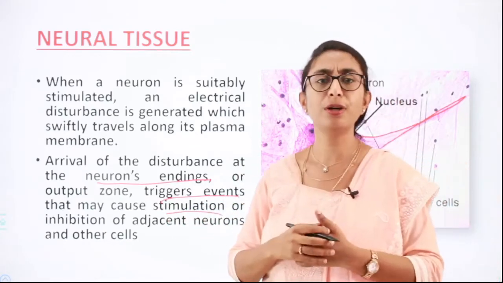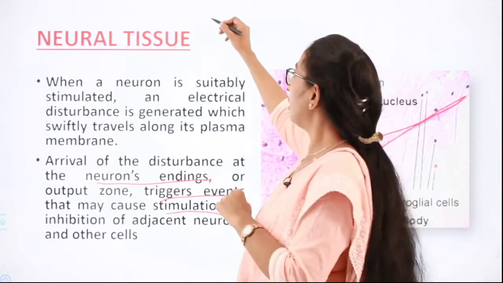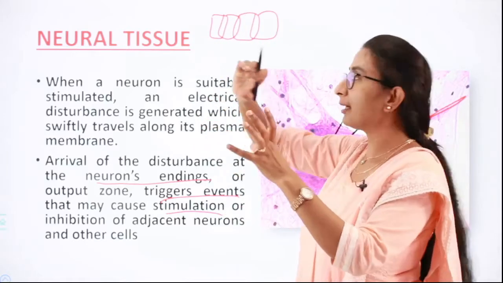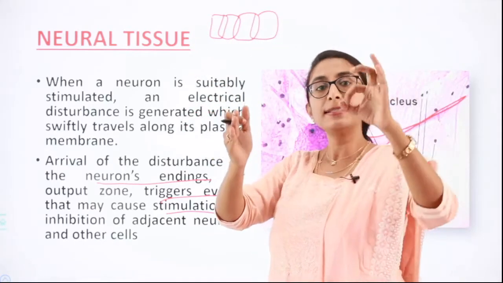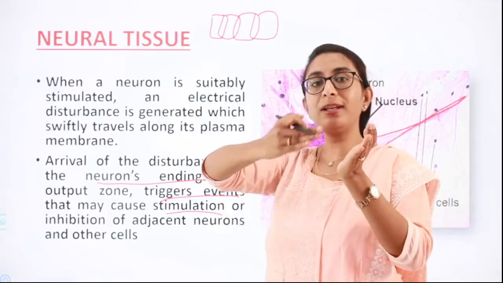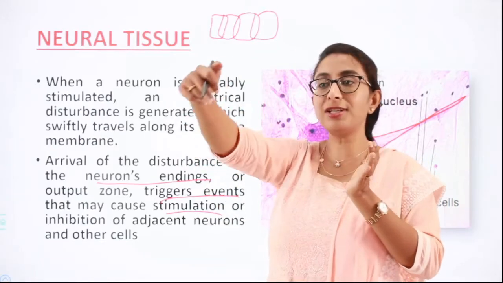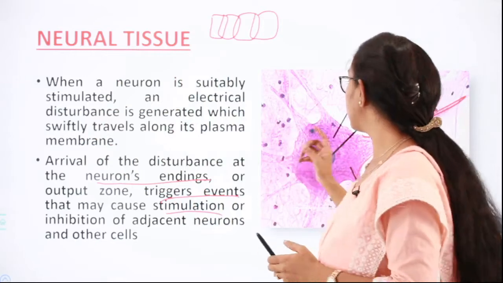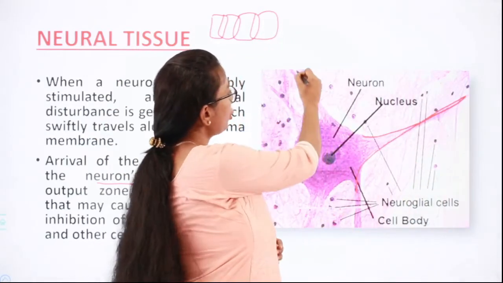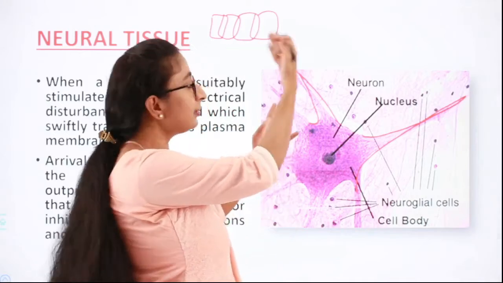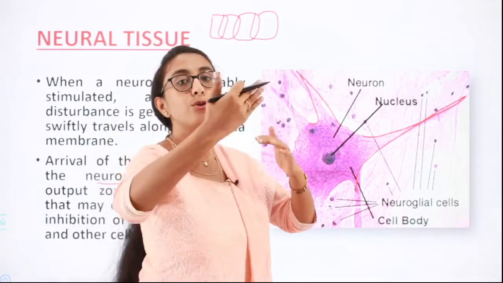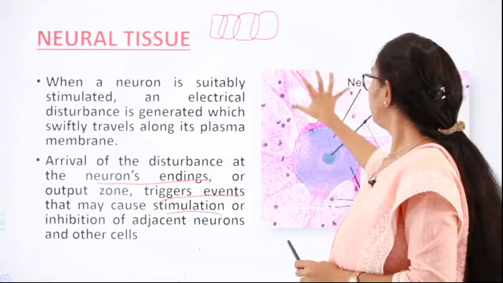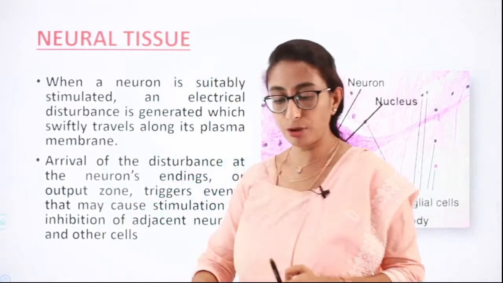Arrival of the disturbance at the neuron's endings, or the output zone, triggers events that may cause stimulation of the adjacent neurons also. Now take the example of a pack of cards. Suppose you arrange 50 or 100 cards one behind the other, at a very close distance to each other. Suppose you hit the first card, that will hit the second one and third one. It goes on like a reaction until the last card also falls. Similar to this, when one neuron gets stimulated, the signal is passed to its nerve ending, and from there the nerve ending of another neuron receives the signal, and it goes on transmitting the stimulation. So this is about the neural tissue.